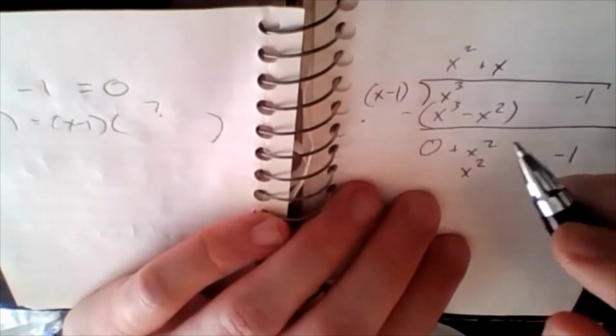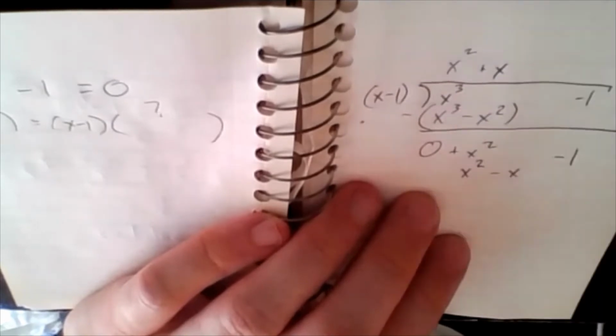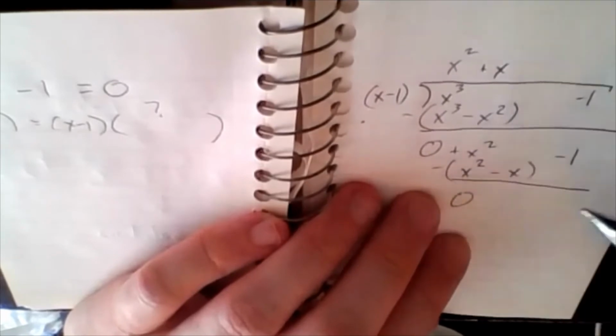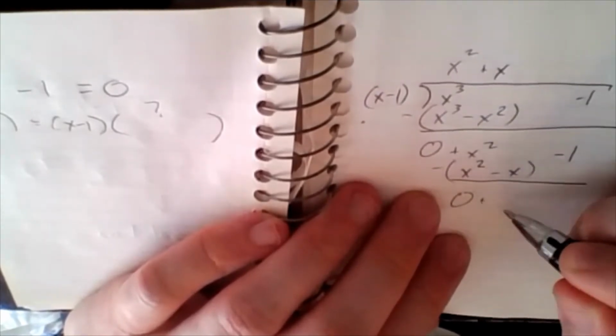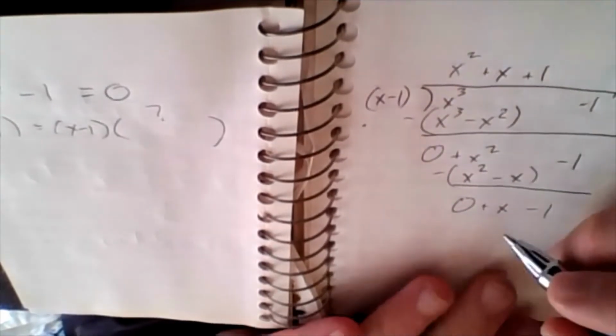So this leaves me with x times x is x squared. Negative 1 times x is negative x. And we subtract again. Here's my 0. Again, I have a double negative. And I have this minus 1 coming along. Let's check this remainder again. This is x to the first power. This is also x to the first power. So I can multiply by a 1 and still get cancellation.